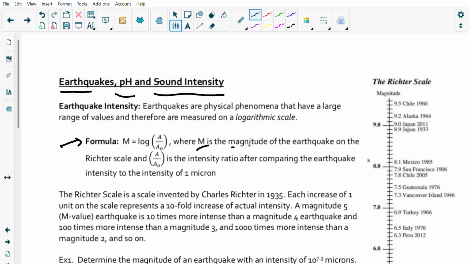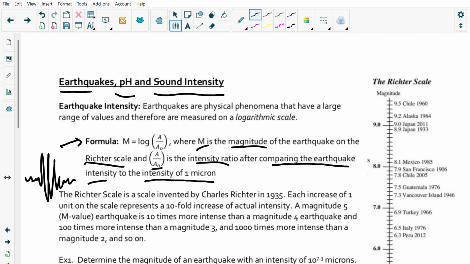M is the magnitude. That's the number you frequently hear on the news when there's an earthquake somewhere in the world. It's measured on the Richter scale. A divided by A naught, this is the intensity ratio, after comparing the earthquake intensity as measured on a seismograph to the intensity of 1 micron. It's invented by Charles Richter.